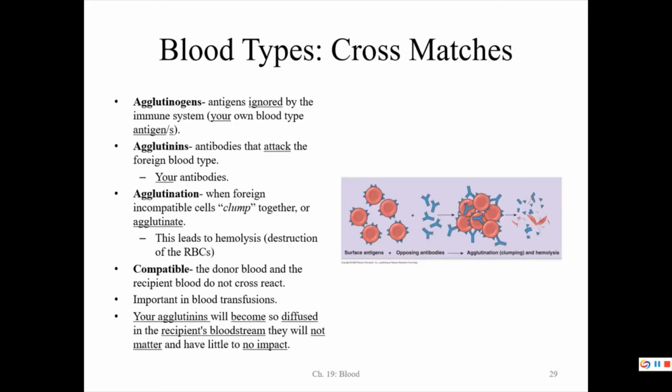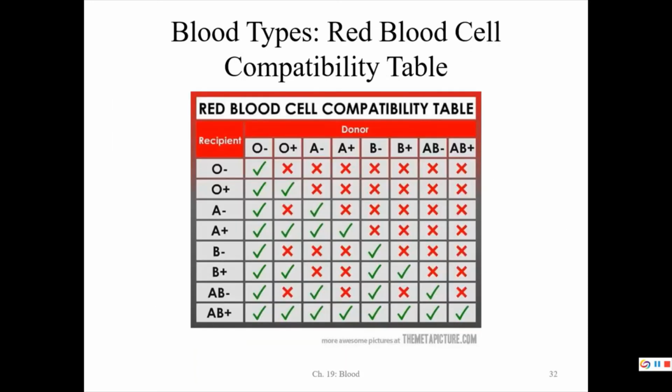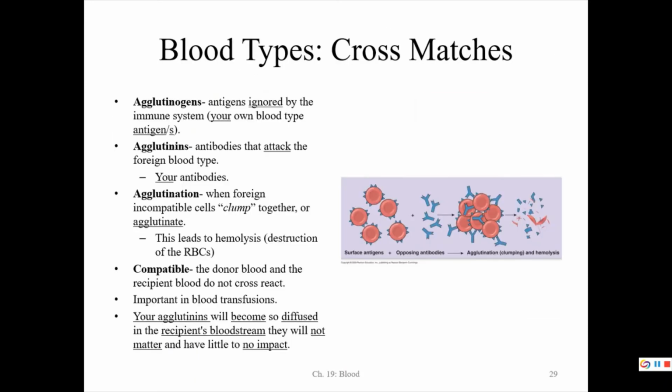Now, I'll go through and talk about agglutinogens. These are your antigens. These are your own blood type. If you're type A, your agglutinogen is A. If you're type B, your agglutinogen is B. If you're AB or O, those are your agglutinogens, your own blood type.